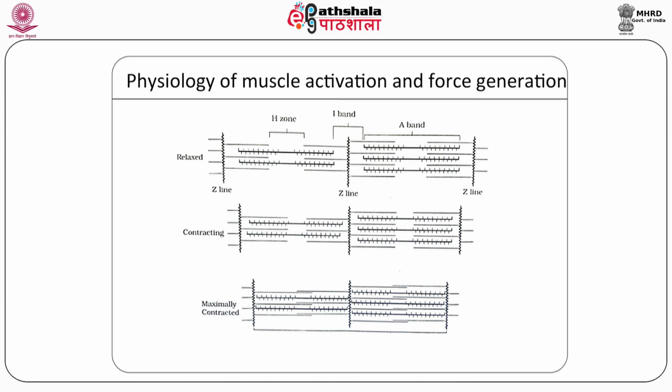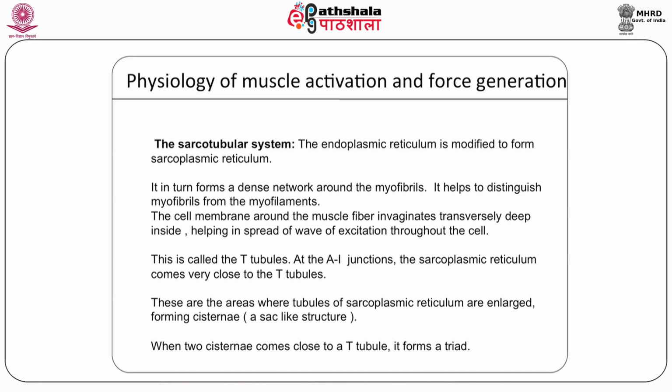The I band lies immediately adjacent to the Z line. The A band lies in the center of the sarcomere, and the H band is situated in the middle of the A band. Now, let us see about the sarcotubular system.